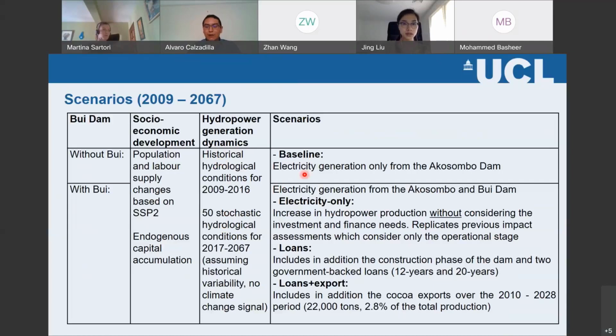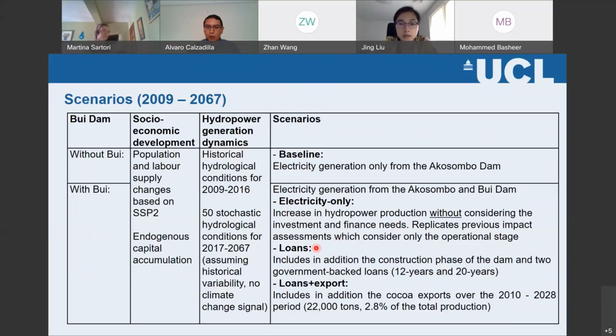As a baseline scenario, we use the scenario in which the electricity generation is only from the Akosombo Dam. So there is no Buoy Dam in our baseline scenario. In the other 3 scenarios, we consider generation from the Akosombo Dam and also from the Buoy Dam. In the electricity only scenario, we increase the hydropower production without considering investment and finance needs. So basically, this is just looking at the operation of the dam. It replicates previous impact assessments, which consider only the operational stage.